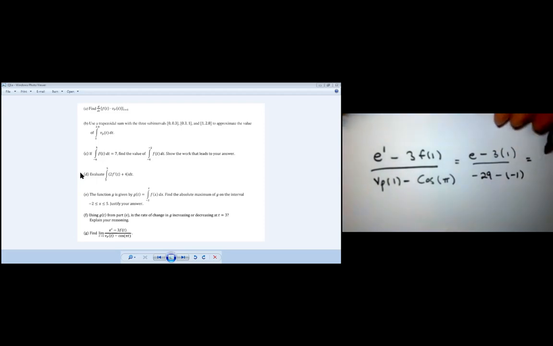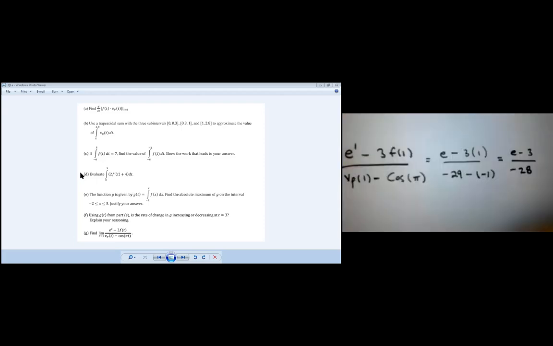Huh, wonder what they were going for here. So e minus 3 over negative 28. Find the limit, and yeah, that's all there is. That's an interesting point, actually, in the test. Yeah, not much to do on that one.